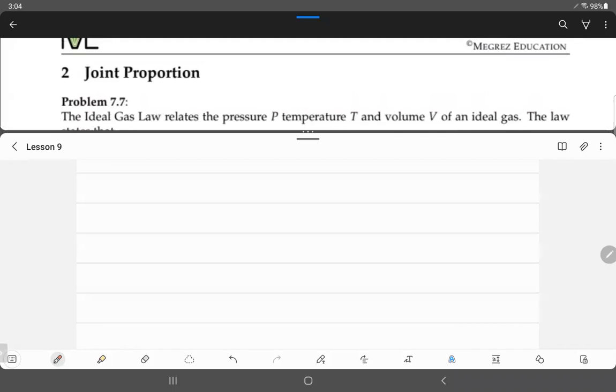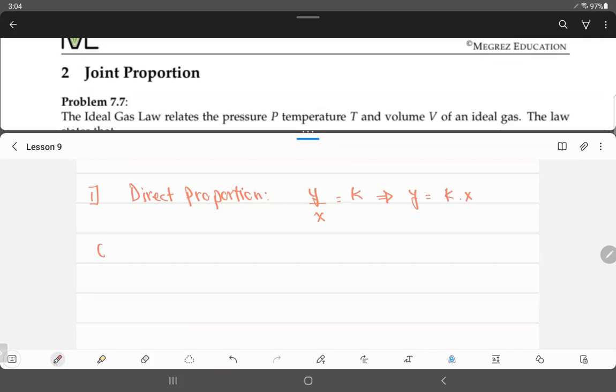Proportion, let me just quickly remind you of the direct proportion. Direct proportion: if you have the relationship between y and x, y over x is equal to a constant. This constant, we call it the constant of proportionality, or y equals k times x.